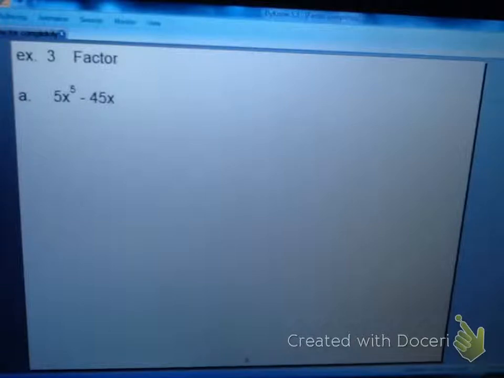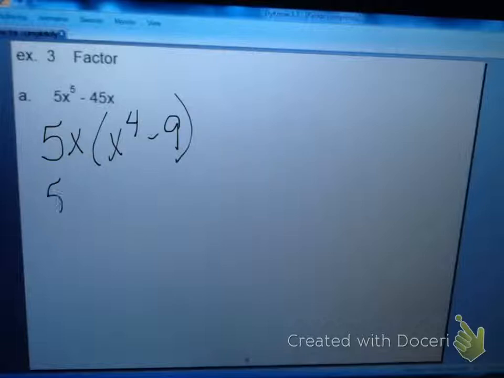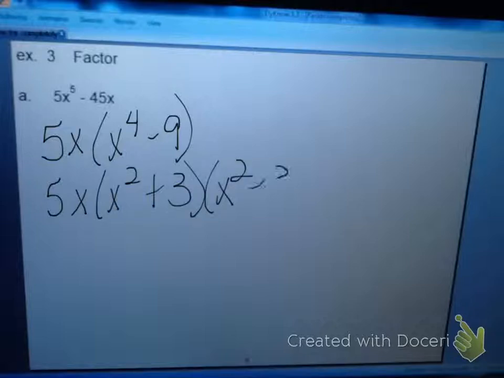Example 3, I'm going to factor out a 5x, and I get x to the fourth minus 9. Now that is a difference of two perfect squares that factors into x squared plus 3 times x squared minus 3. Now, look at this binomial. Can I do anything there? No, because it's a plus sign and because 3 is not a perfect square.